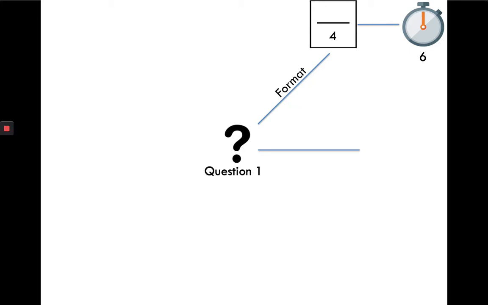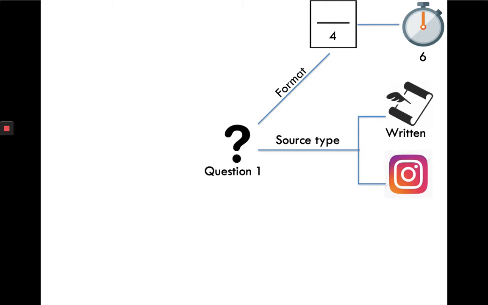The second key part of question one is understanding and spotting what source type we have. Now, there are 2 source types. Either it will be written or it will be a visual source. You'll see that with other questions you may get both if there are 2 sources, but given there's only 1 source here, it will only be written or visual.